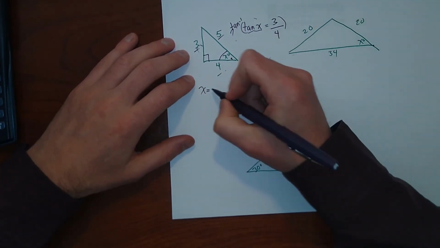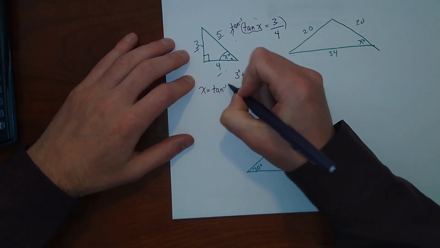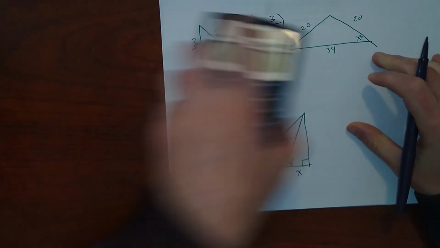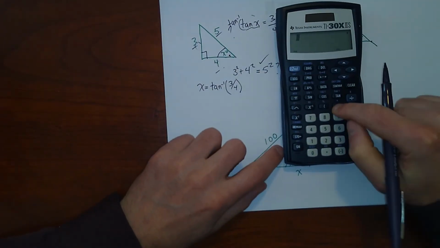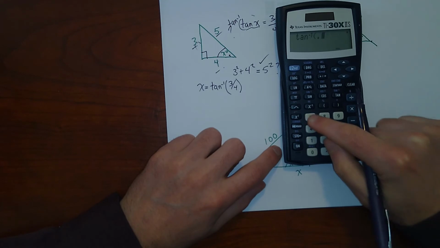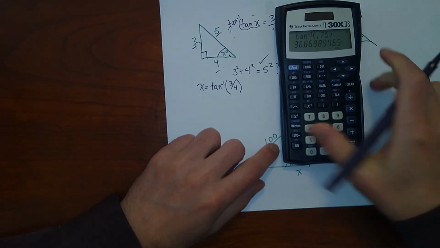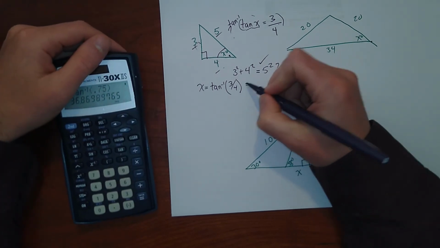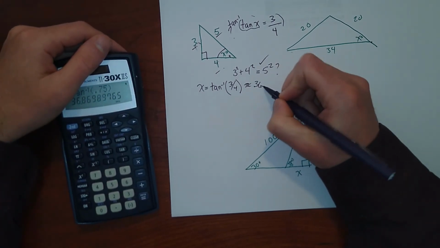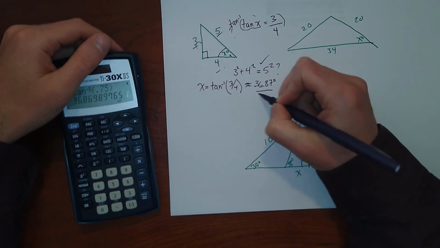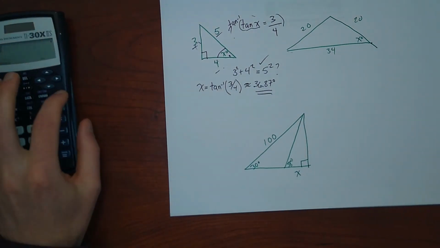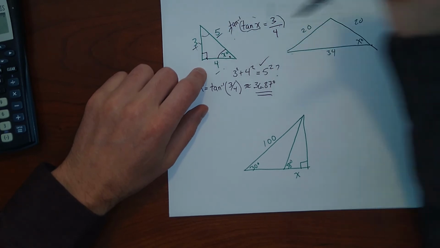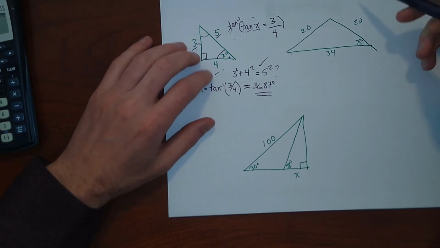So this angle is the inverse tangent of 3/4. Okay, and again, once I put that in my calculator, I get 36.87 approximately. So that angle is about 36.87 degrees. Okay, and then I know this is 90, so I could also use that to find the remaining angle.